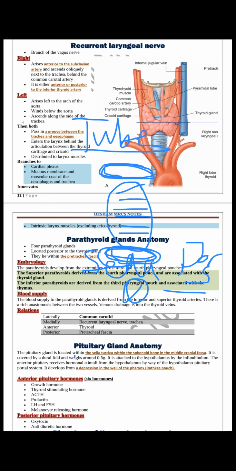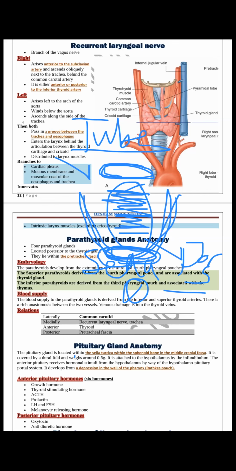From dorsum sellae, you have a dural fold above this pituitary gland. It is called diaphragma sellae. So this space is called sella turcica. In front, tuberculum sellae. Posterior, dorsum sellae. Above it, diaphragma sellae.